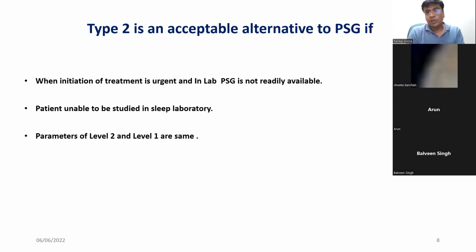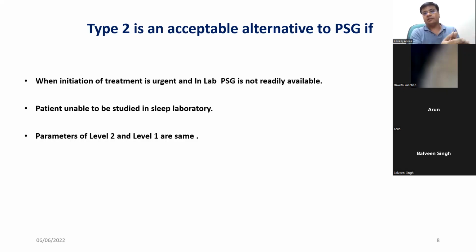So type 2 is an acceptable alternative to level 1 PSG, obviously when the treatment is urgent, but the patient cannot go to the sleep lab. Since level 2 and level 1 are almost the same, as I told you, the only difference is that level 2 has the same sensors as level 1, but it is unattended, out of the sleep lab. So if the patient cannot come to the sleep lab, we can always do a level 2 study.